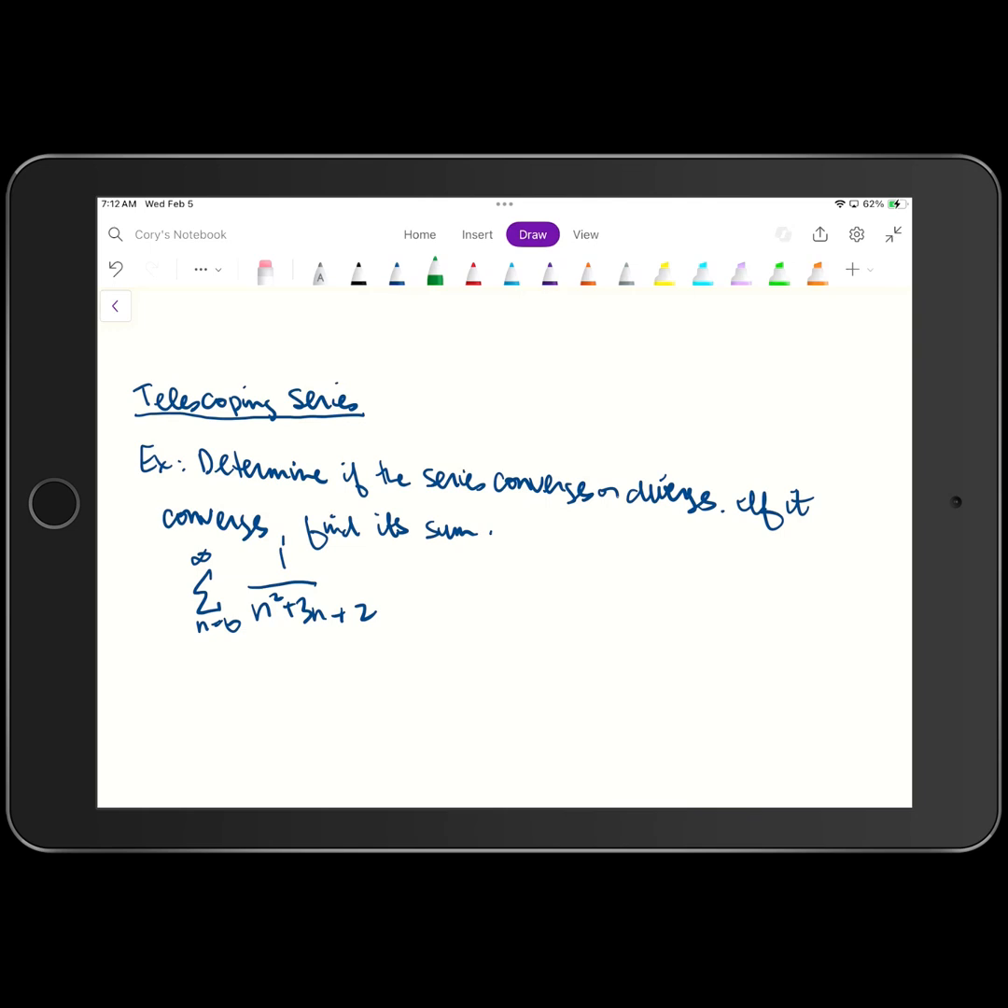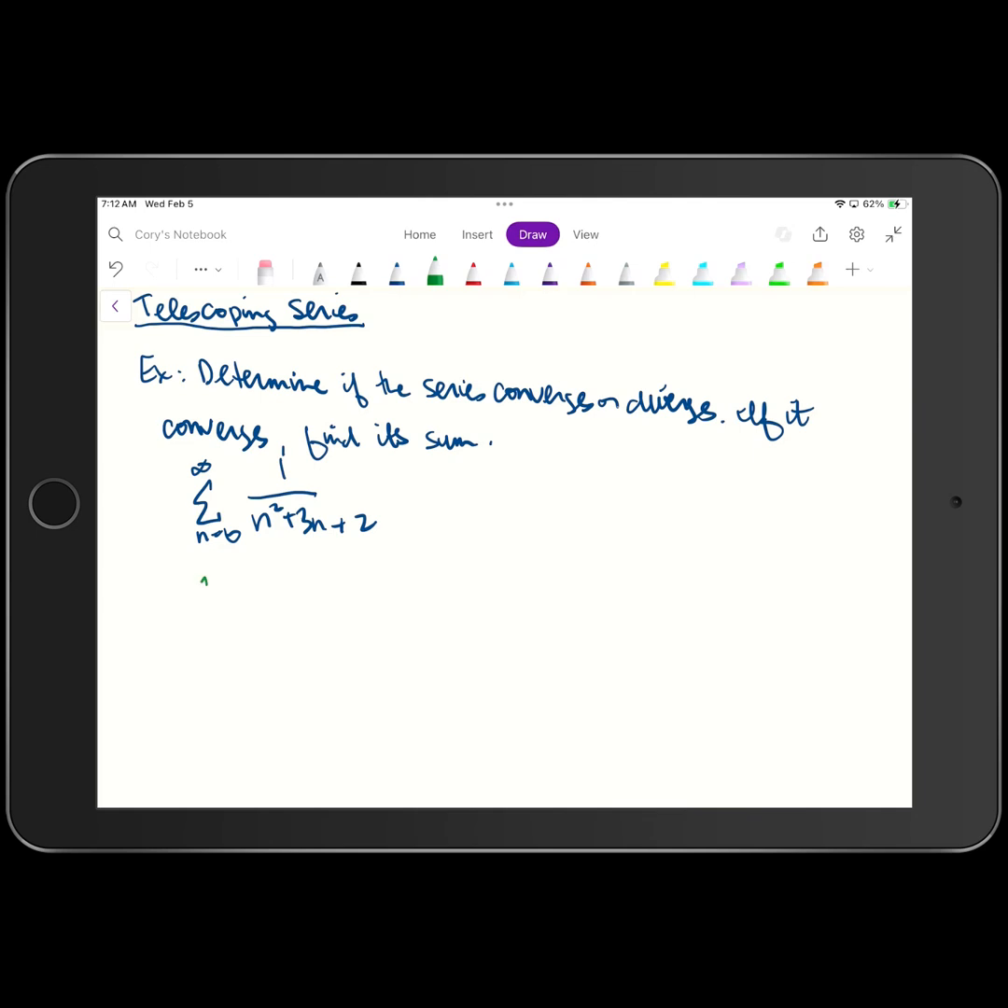Okay, so how do you know you're looking at a telescoping series? Well, you know you're looking at a telescoping series if you can do a partial fraction decomposition. So when I look at this formula here, I can rewrite this as 1 over n plus 1 times n plus 2. All right, so let's do our partial fraction decomposition for this on the side. So we know 1 over n plus 1 times n plus 2 is going to be equal to a over n plus 1 plus b over n plus 2.